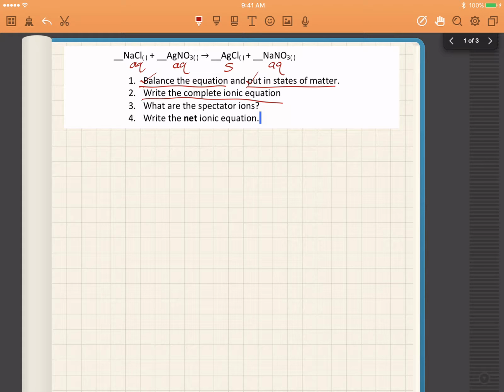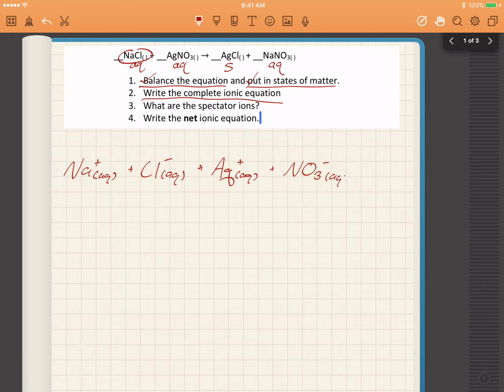Write the complete ionic equation. This involves taking the ions and writing them out individually. Na plus and Cl minus. That gives you the dissolved sodium chloride. Now we're going to write the rest of the ions. Ag plus, oops, that's a minus right there.